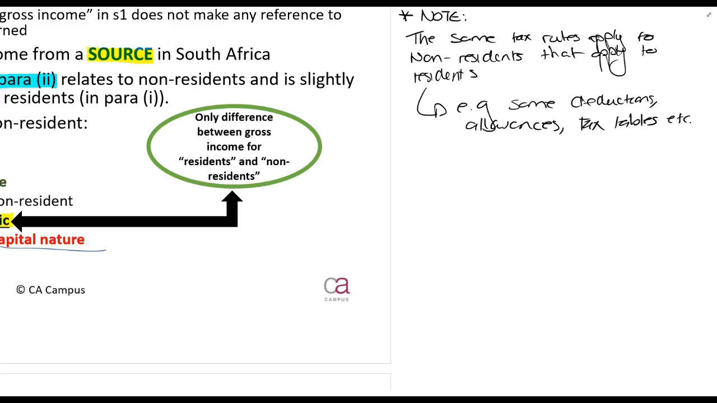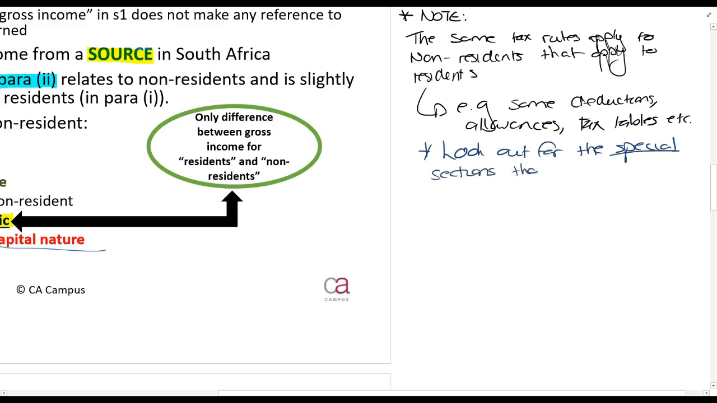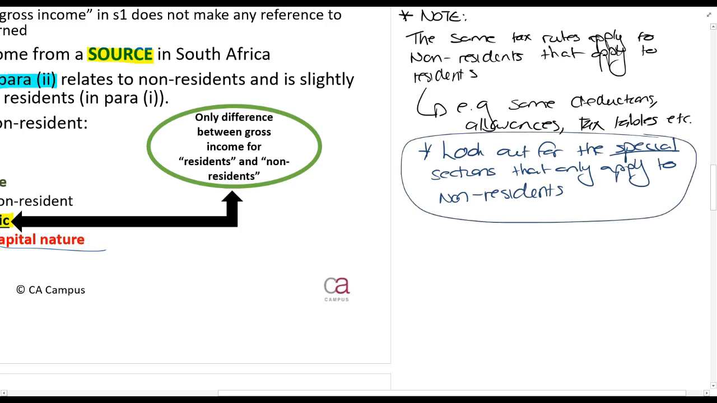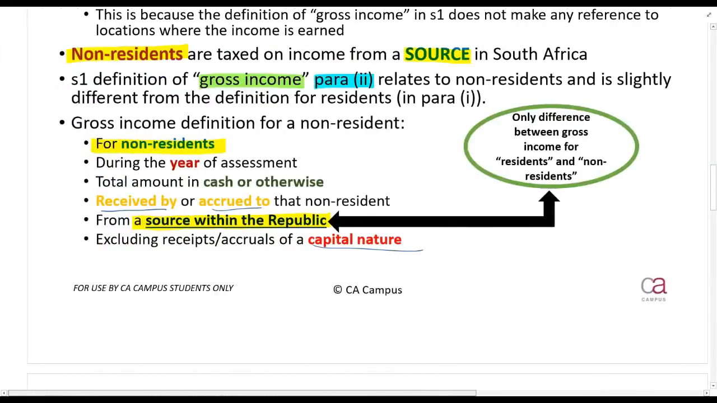But just one comment: look out for the special sections that only apply to non-residents. And also, guys, there might be some sections in the normal Act that say this only applies to residents. Then obviously, it doesn't apply to a non-resident. All of these special sections are what we are discussing in these notes.